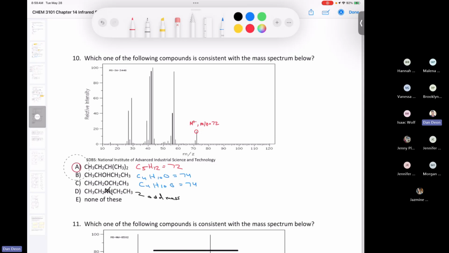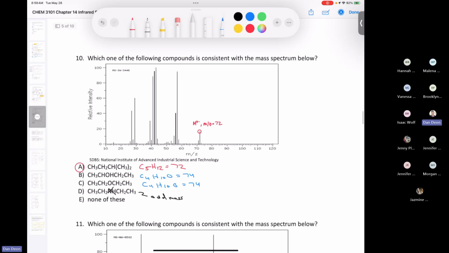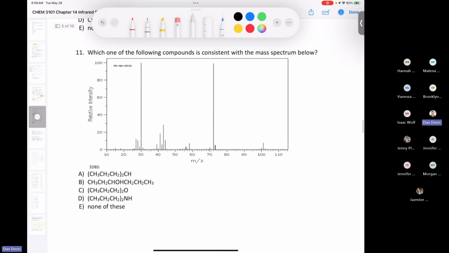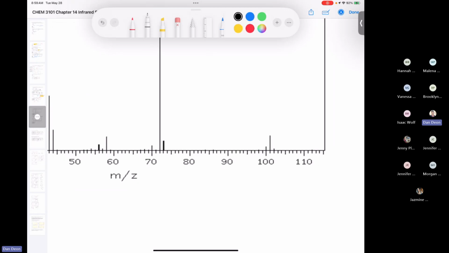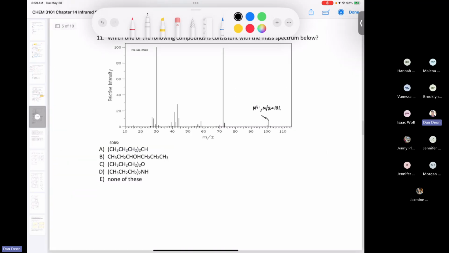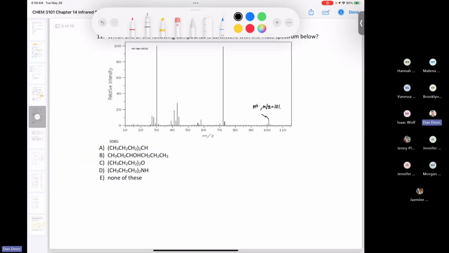All right. Let's take a look at number 11. Which one of the following compounds is consistent with the mass spec? So, if we take a look at our molecular ion, hopefully this one will be kind of clear. You see the molecular ion is here. It has a mass over charge that's equal to 101. So that's an odd mass. And so we're going to look for something with an odd number of nitrogens. And so the answer is D.